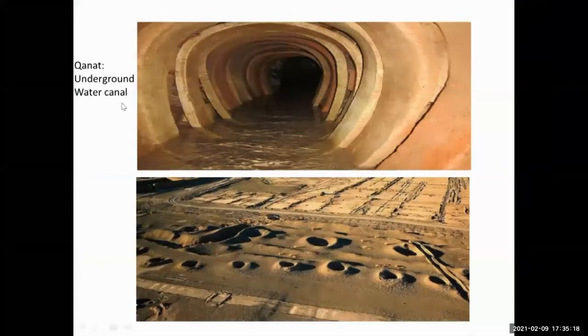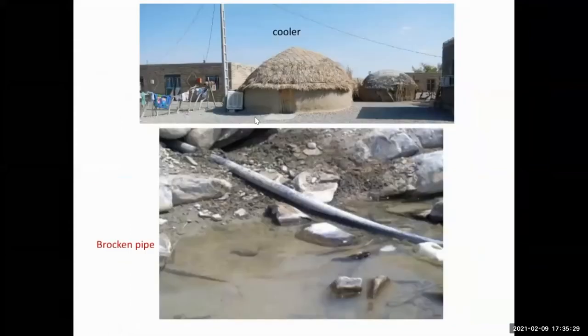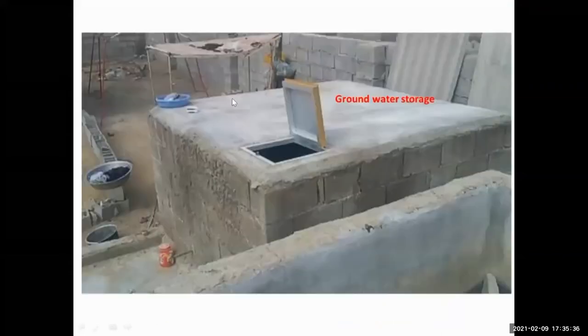underground water canals, which used to be and still are quite common in southern Iran, broken water pipes, and also dripping water from air conditioning systems, groundwater storage. Of course, they are manipulated to prevent breeding mosquitoes inside, but quite often the lid is left open, so mosquitoes can get in and lay eggs.